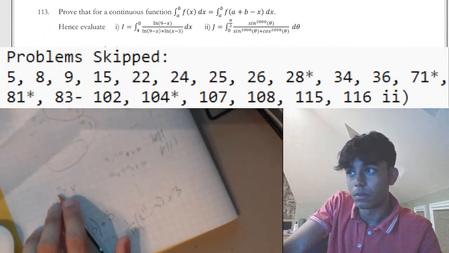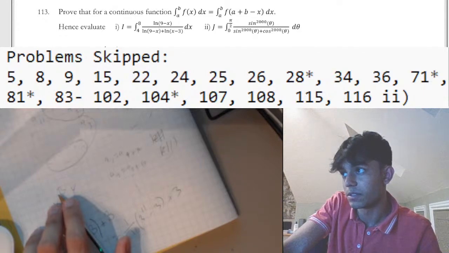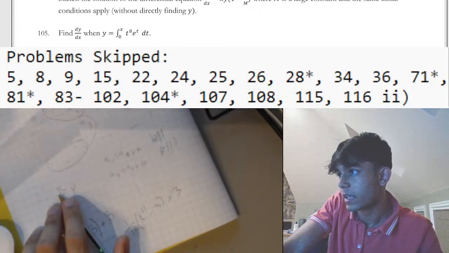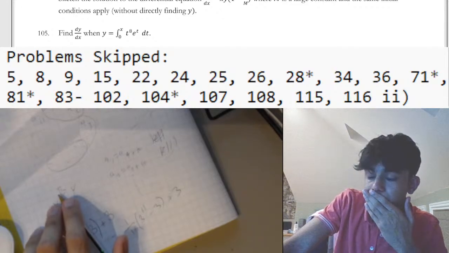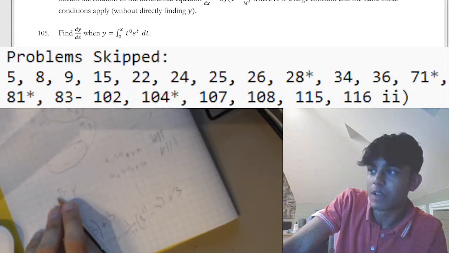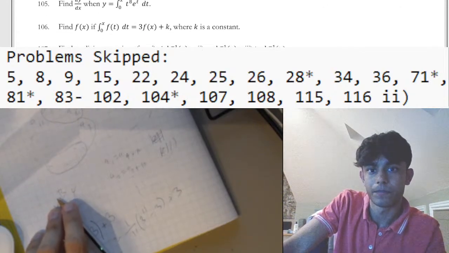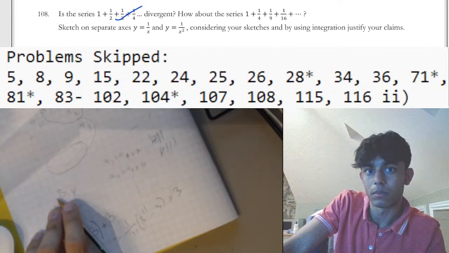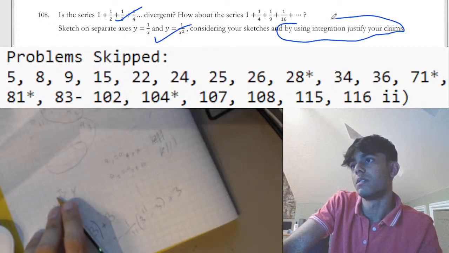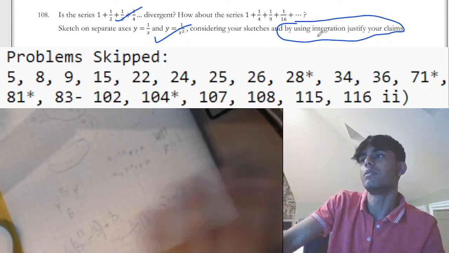Well, we've done this one. We need to do this one, 108. Okay, we did this thing in the last video if you watched it. I feel like, let's not sketch it. Okay, I wasn't showing the right thing. Sketching these is pretty easy. By integration, justify your claims. Oh yeah, we can use integration.